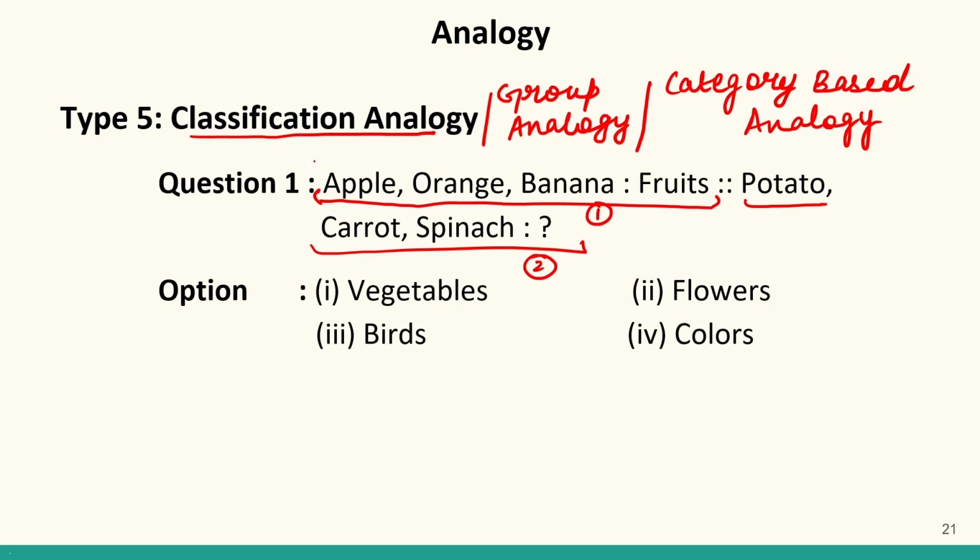So over here, if we look at the first couple of words, I can see that apple is a type of fruit, orange is a type of fruit, and banana is a type of fruit. Similarly, we have to find out potato is a type of what, carrot is a type of what, and spinach is a type of what. So we have categorized apple, orange, banana as fruits. Similarly, we have to categorize potato, carrot, and spinach. Very clearly, these are types of vegetables. So our answer will be option number 1, vegetables.